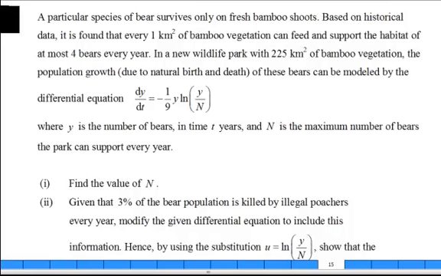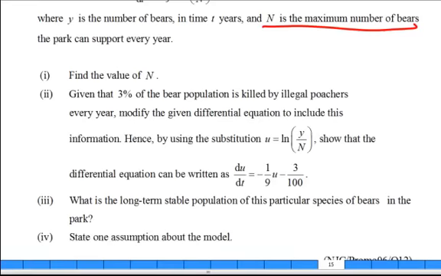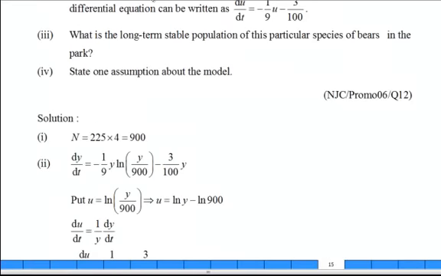In order to solve part 1, you must know that in this park, there's an area of 225 square kilometers, and every 1 square kilometer can support the habitats of at most 4 bears every year. And since n is the maximum number of bears that the park can support every year, the value of n is simply 225 times 4.